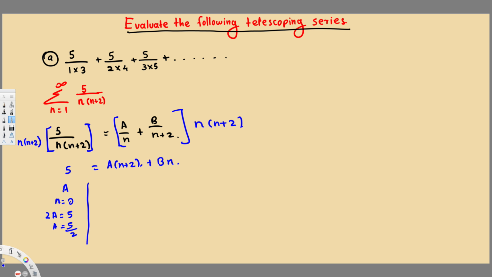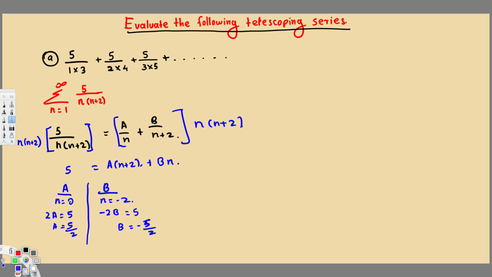So that's for a. If I want to calculate b, I have to get rid of the a. Which value do I have to plug in for n to get rid of this a? If I plug in negative 2, negative 2 plus 2 becomes 0, then a will be eliminated and we can find b. So I choose n equal to negative 2. Then this is going to be negative 2b is equal to 5, so b is equal to negative 5 over 2.